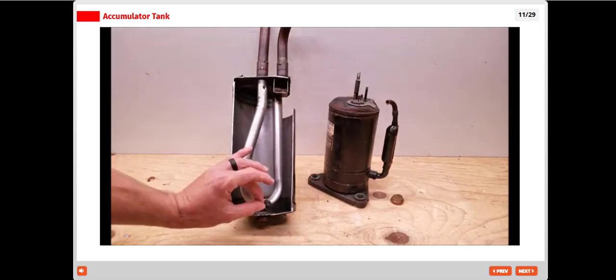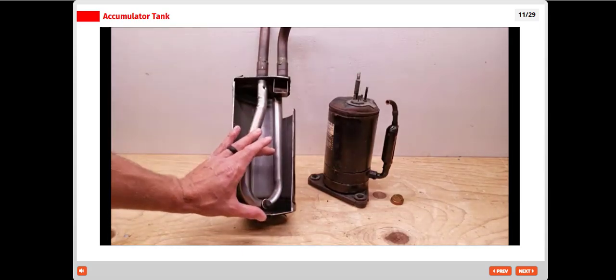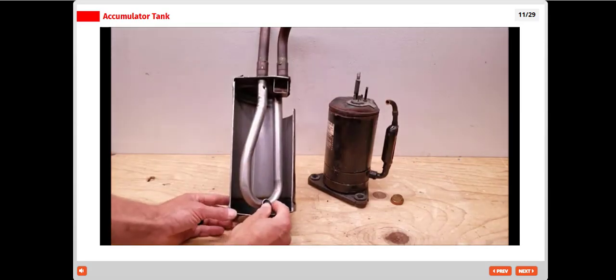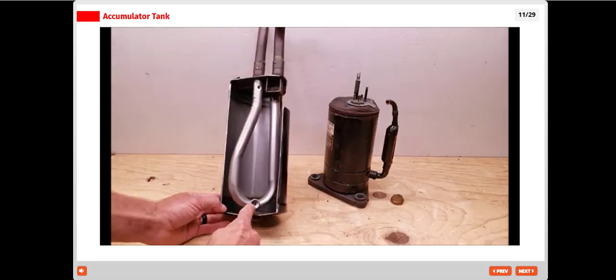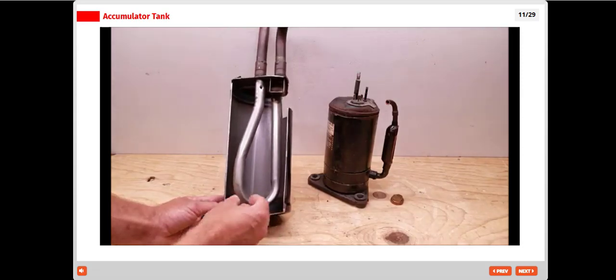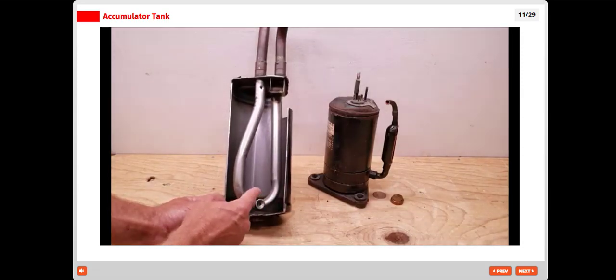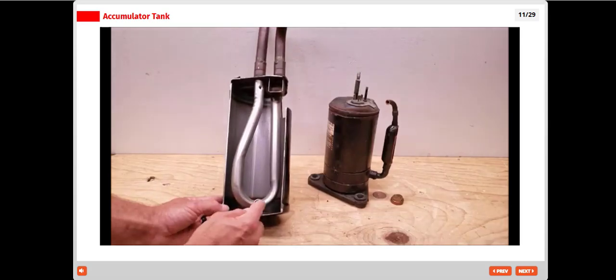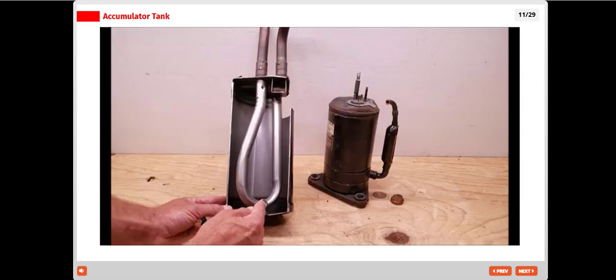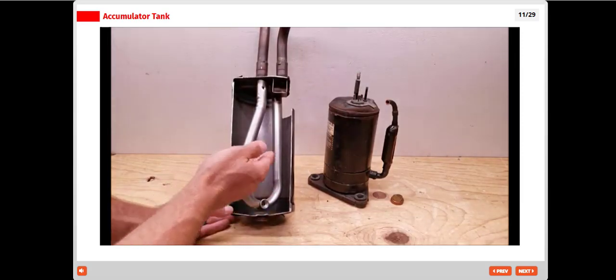and in order to make sure that you don't have a bunch of oil stuck down here, there's this little metering device. So this is a screen to protect the metering device, and then there is a small hole down here which is the metering device. So it's going to flash the liquid into a vapor that it sucks from the bottom of the tank, and it's only going to be a little tiny bit, but it's also going to be sucking in the oil down there as well. So the compressor is not going to get starved of oil because all the oil is stuck in this tank.